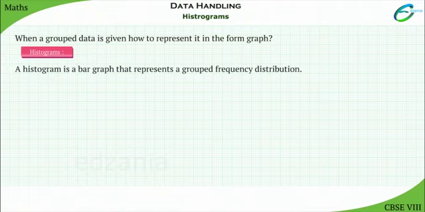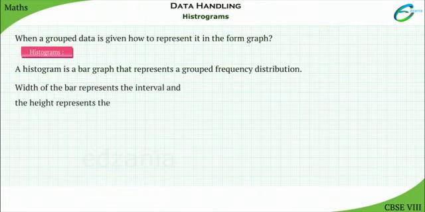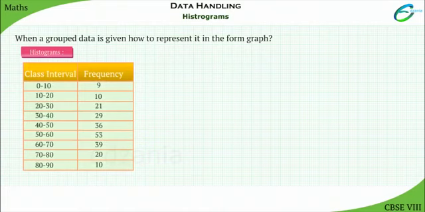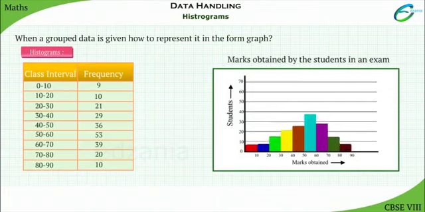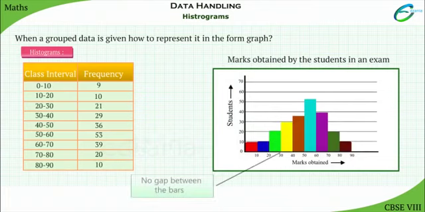In a histogram, the width of the bar represents the interval and the height represents the corresponding frequency. Here is the histogram for the above group data. You can see in the graph that the width of the bar represents the class interval, which gives the marks obtained by the students in the exam. Also, observe that there is no gap between the bars, as there is no gap between the class intervals, and the bars are of equal width like in bar graphs.